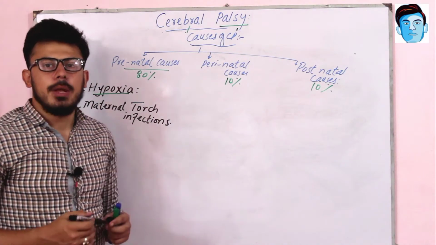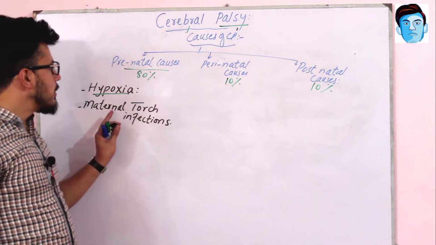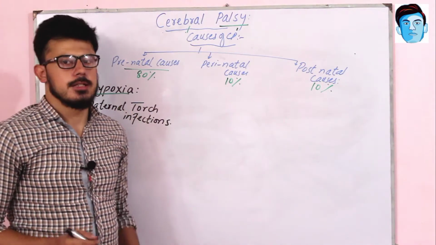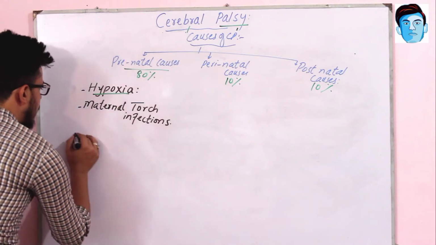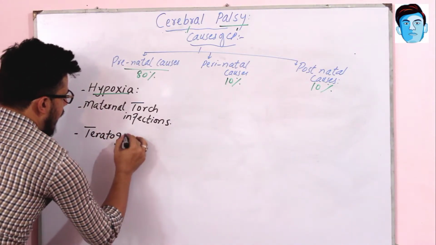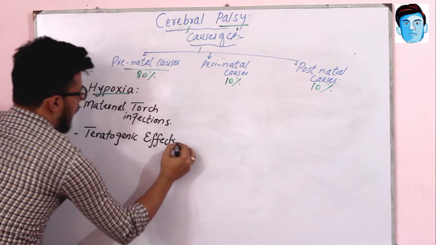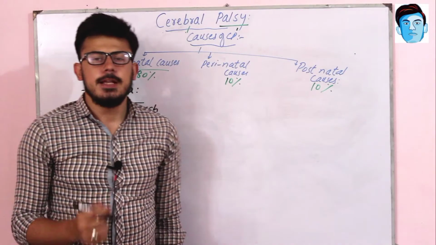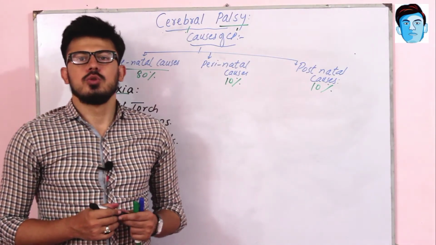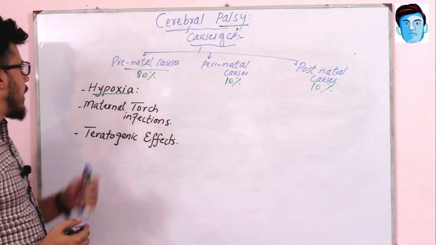R stands for rubella, cytomegalovirus, and herpes virus. So these are the maternal TORCH infections which could lead to cerebral palsy. Also, certain teratogenic effects may play an important role. Teratogenic effects could also lead to cerebral palsy. Teratogenic effects means that, let's say, if the mother takes certain drugs, those drugs affect the baby as well. So that is called teratogenic effects.